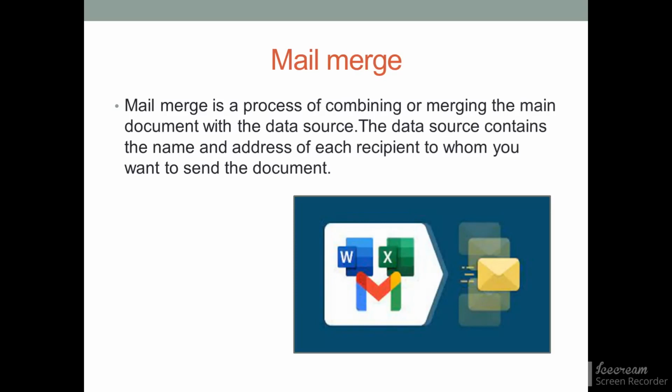Mail merge is a process of combining or merging a main document with the data source. The data source contains the name and address of each recipient to whom you want to send a document. According to this, the main document can be any greeting you want to send to your relatives. So your recipient is your relative list. So you combine the message with the people you want to send that greeting.